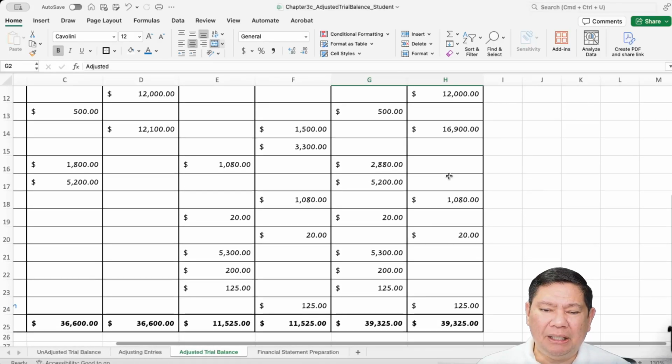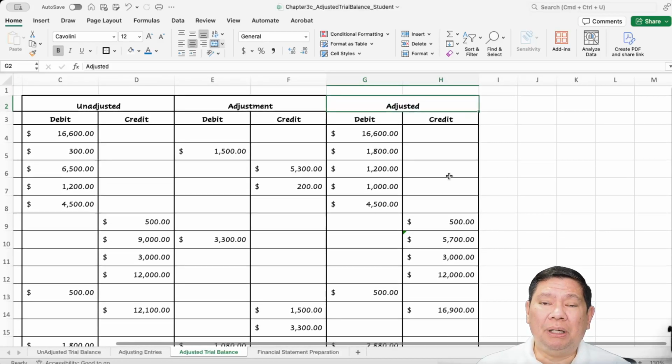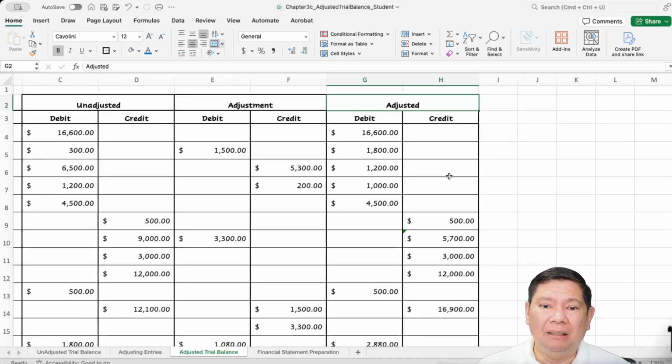Once we have this, we are ready to prepare the final financial statements, the balance sheet, income statement, and statement of retained earnings.